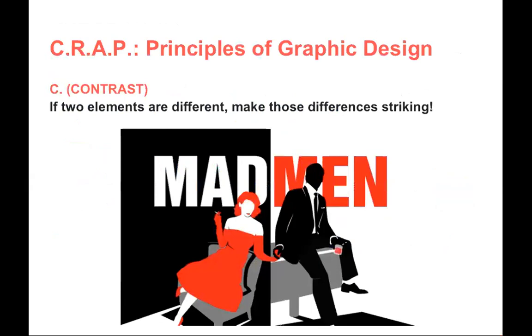So there's some interesting information on the primary colors. The CRAP principles of design, which Amber listed in the chat area. She did a great job. Let's go over these again. Contrast: if two elements are different, make those differences striking. And it's not just about color, it's also about the amount of contrast. It can be thick and thin black, and that creates a contrast. It doesn't have to be a red and a yellow. It can be thick and thin too.